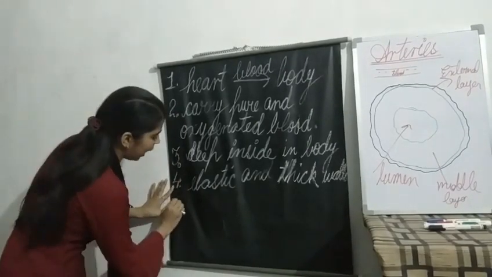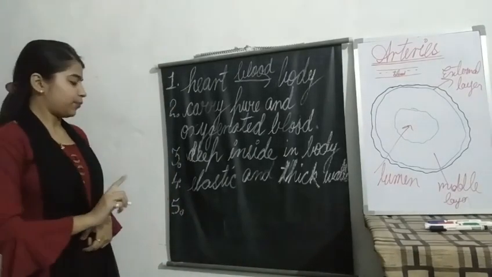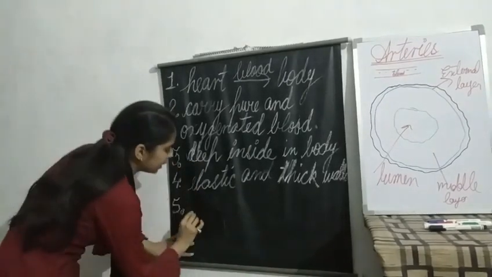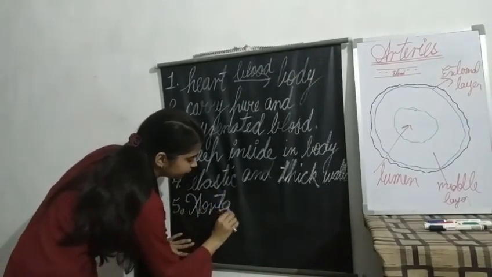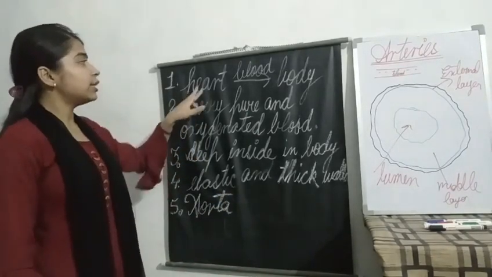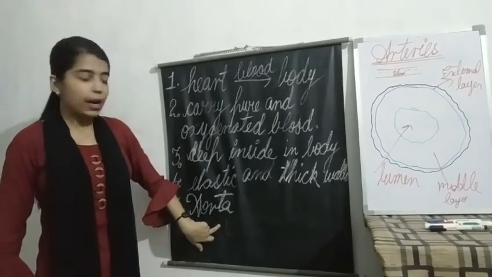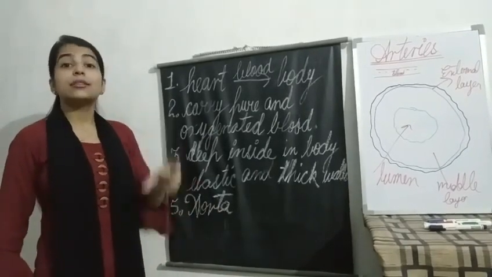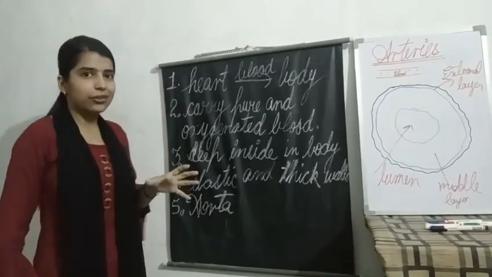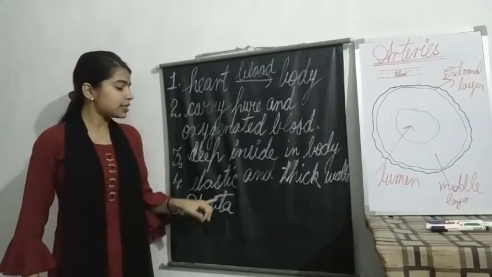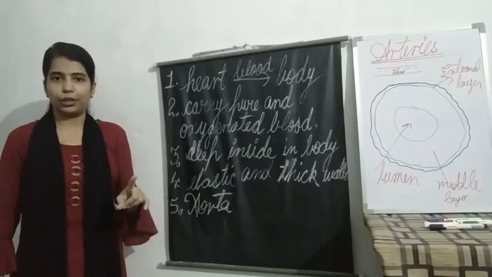Okay. The last point is the types of arteries. Basically the first type is the aorta. From the heart, basically two types of arteries come out. The first one is the aorta, and this aorta is the longest and the thickest artery that comes out from the heart, because it has to carry the blood to all the parts of your body.